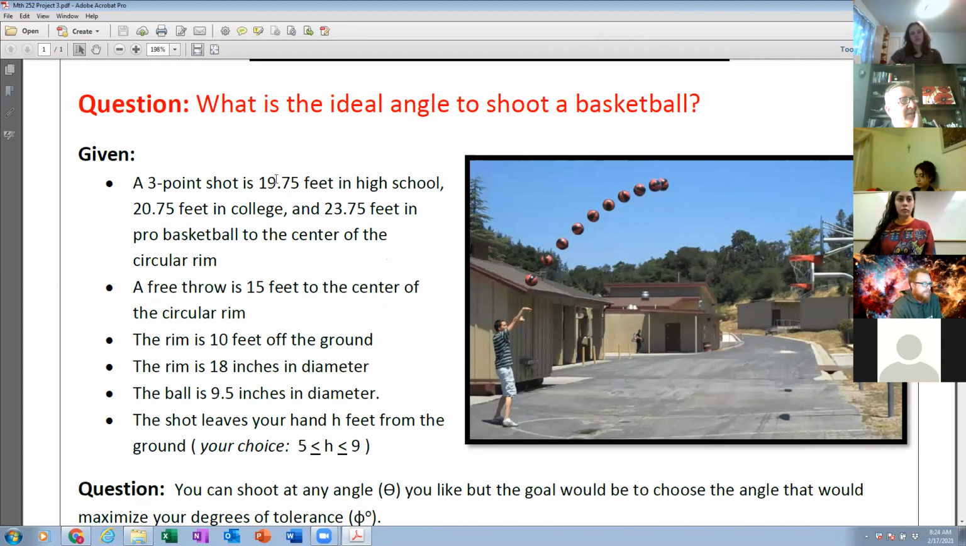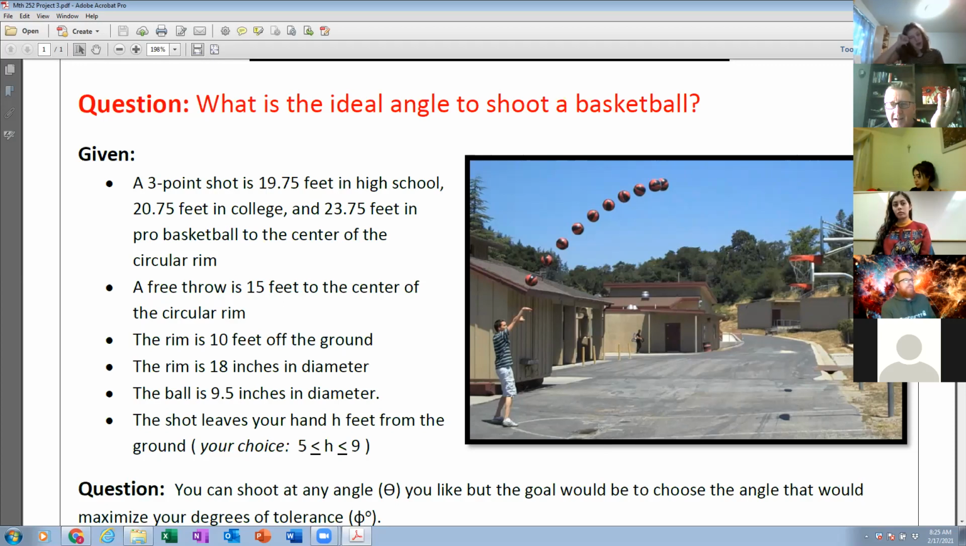A 3-pointer in high school is 19 3/4 feet away, whereas in college it's another foot, and in pros it's 2-3 more feet beyond that. So you can shoot a 3-pointer. For all I care, shoot it from half court, shoot 80 feet away, shoot 6 feet away. I don't care where you shoot from. But these are classics, 3-pointers. And then a free throw is 15 feet away. Maybe you can see on the ground here, that line that's a free throw. The distance from here to the center of the rim. Notice I said a free throw is 15 feet to the center of the rim, circular rim. So from that center straight down, straight back to here, right triangle, 15 feet.